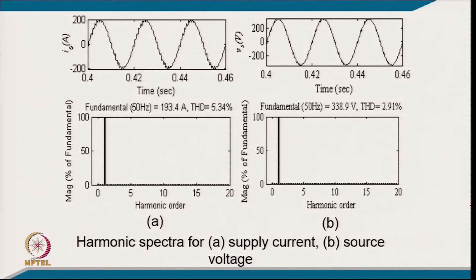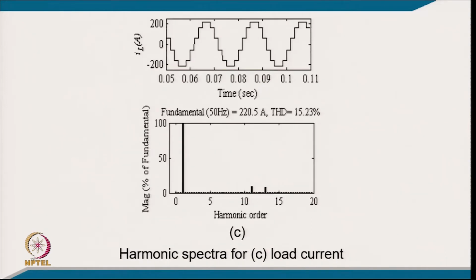So, typically you can say the THD of this supply current comes to 5.34 and the voltage THD reduces to 2.91 only. So, it meets up to some extent the standard for large power rating, which is permitted up to 8% depending on the source impedance, and this is the typical load current. For the 12 pulse converter the THD comes to the order of 15.21% for this current. So, this is the load current, but you can certainly see that the load is not affected by this kind of phenomena.